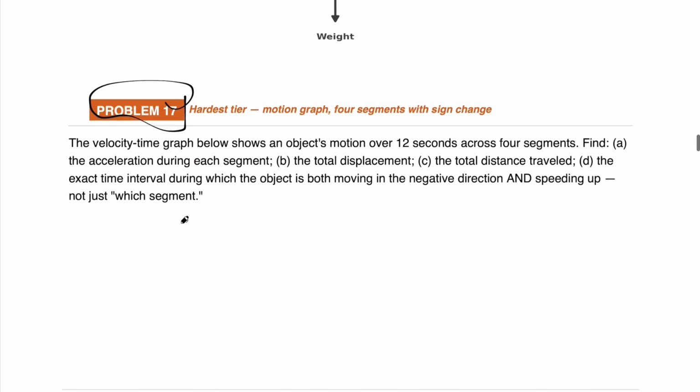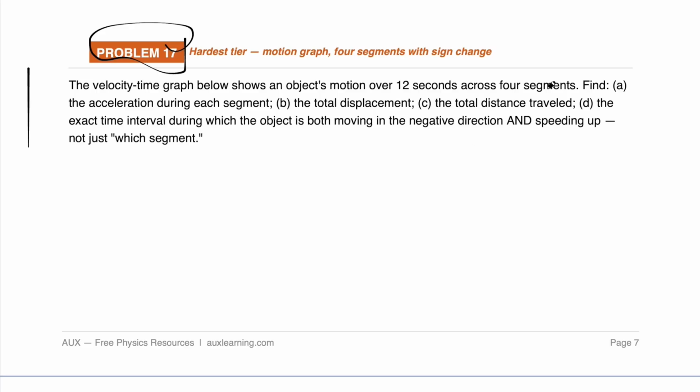Let's just do some regular kinematics then. The velocity time graph below shows an object's motion over 12 seconds across 4 segments. I want to find the acceleration during each segment, the total displacement, the total distance traveled, and the exact time interval during which the object is moving in the negative direction and speeding up. Okay, not just which segment. So let's find this first, the acceleration during each segment.